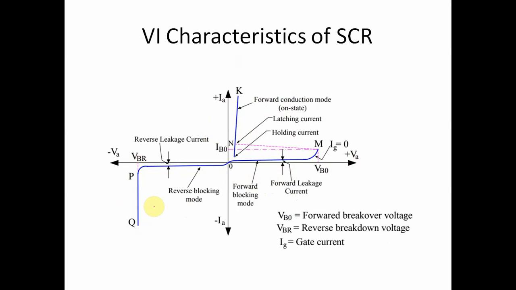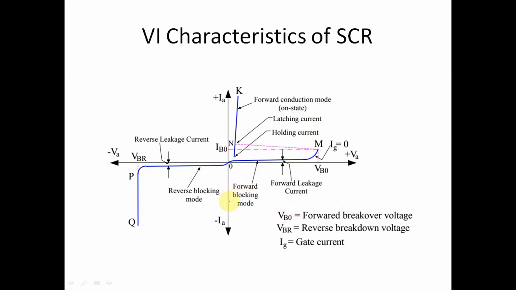The VI characteristics of a diode is basically divided into two parts: forward characteristics of the diode and reverse characteristics of the diode. Similarly, the VI characteristics of SCR is divided into two parts. This one is the forward characteristics and this one is the reverse characteristics. Let us look step by step at the VI characteristics of SCR. Actually, it is divided into three parts.